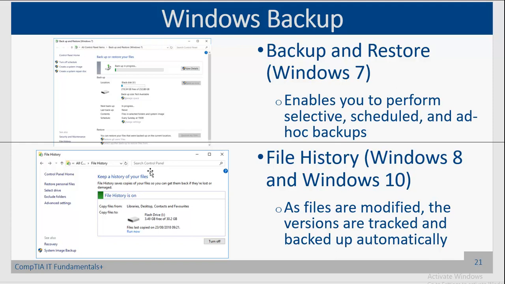You can do what is called a Windows 7 backup and restore. It is compatible with Windows 7. It enables you to perform scheduled and ad hoc backups of the entire system. And then you have what is called File History, which is in Windows 8 and Windows 10. So as files are modified, you keep a version track of the files.